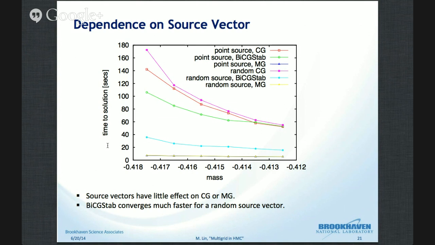However, for bi-CG step, this is very surprising to me when I first did this, because for the point source, you see bi-CG step is comparable to CG at heavier mass, but then it gets better compared to CG. But then when you go to a random source, bi-CG step really outperforms CG by a lot, which I don't really understand. I don't know how to explain this, but this is what I found. And for multi-grid, it doesn't really make a difference whether you have point source or random source. So maybe some of you can explain this, but I don't really know how to explain this.